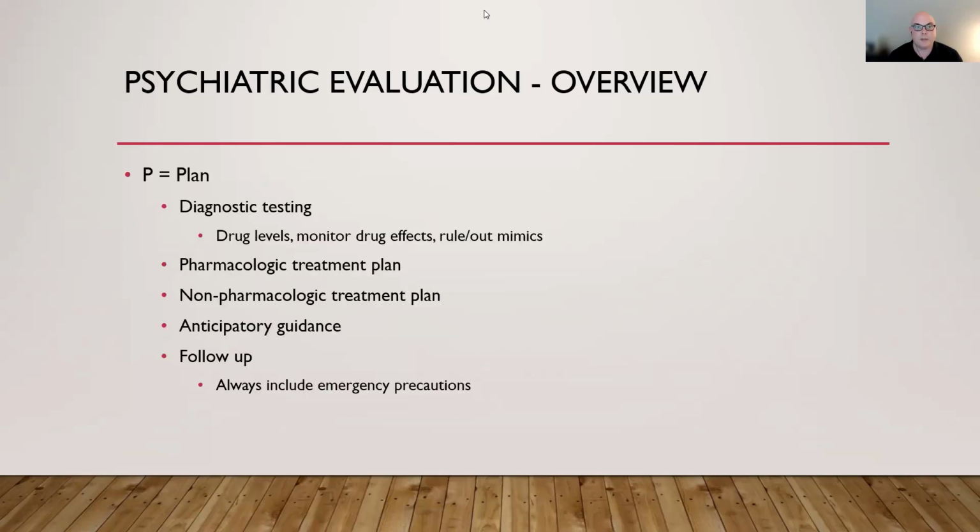So the P in SOAP is the plan. This is where you say, what are you going to do about those assessments that you covered in A? So P follows from A. So this is your diagnostic testing if you're going to do any sort of testing for those psychiatric symptoms. So is there something going on with psychiatric medications? Do you need to rule out a mimic, et cetera?